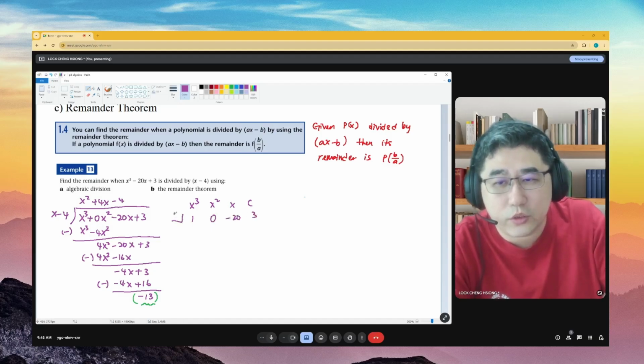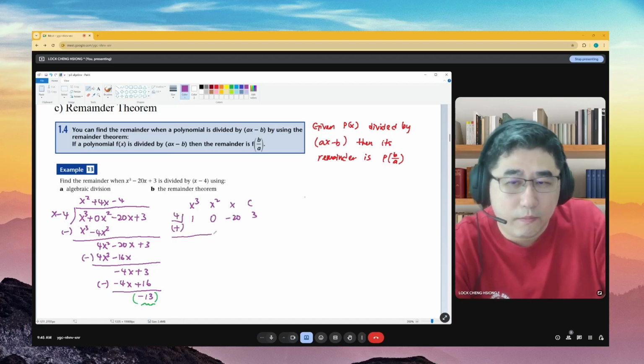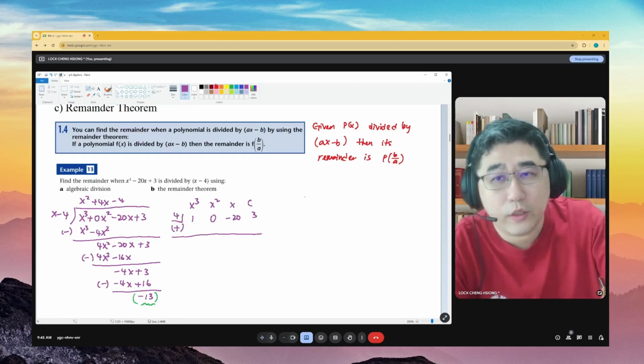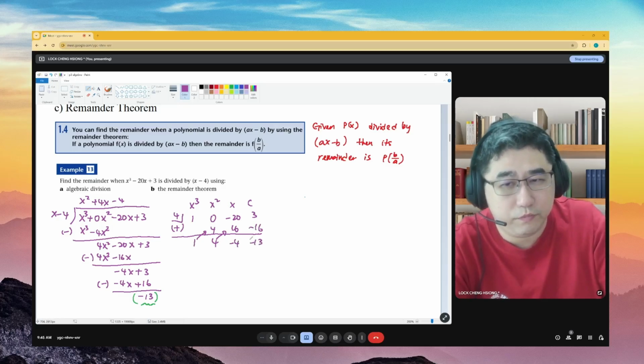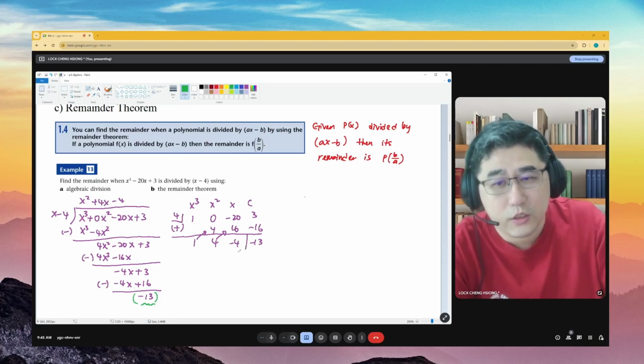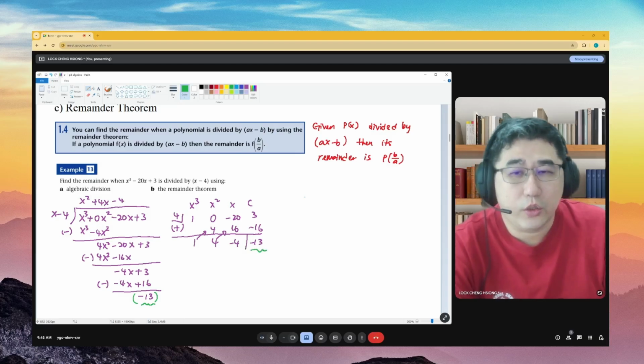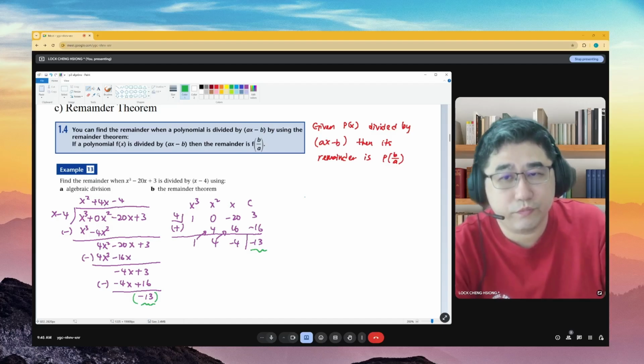The operation is plus 4. So I do my calculation. 1, I do not disturb, I bring it down. 1 times 4, so I write here 4. So add them together, 4. 4 times 4, 16. So I have negative 4, for negative 16. So I have a negative 13. You can see this one also gives me the remainder of negative 13.